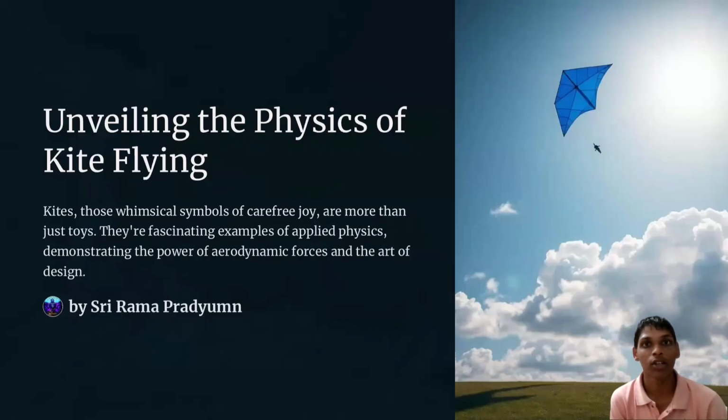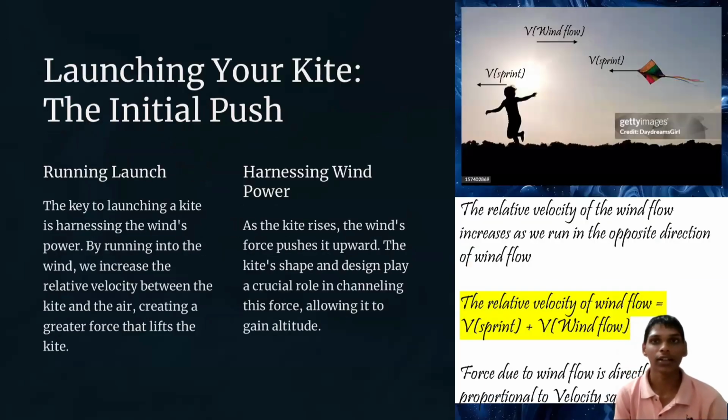Now I am going to explain the physics of kite flying. The running launch of the kite. In the running launch of a kite, we run with the kite in the opposite direction of the wind flow. This increases the relative velocity of the wind flow, which causes an increase in the force due to wind flow on the kite, which helps it reach higher altitudes for the airborne state.